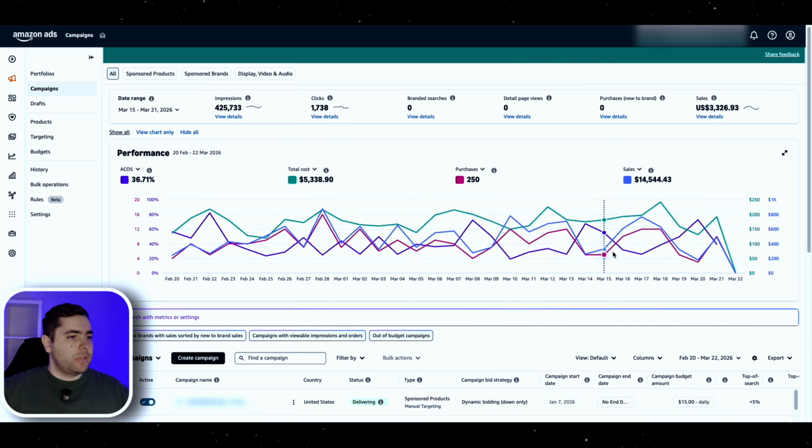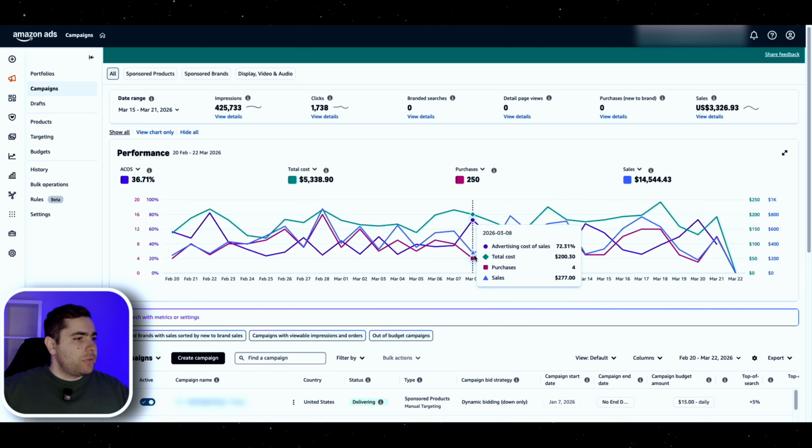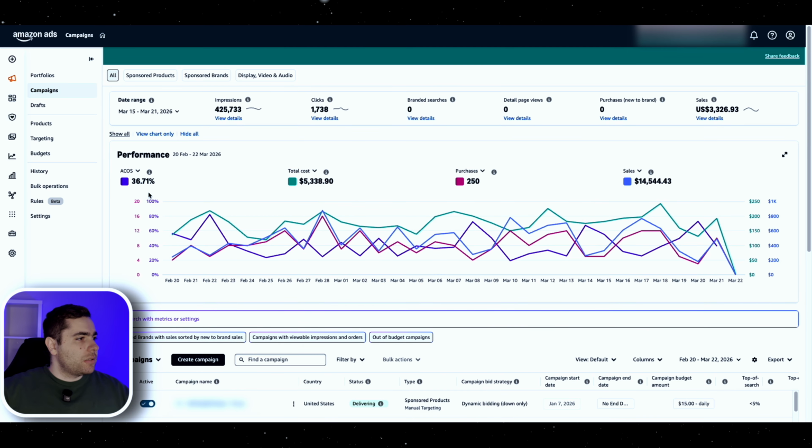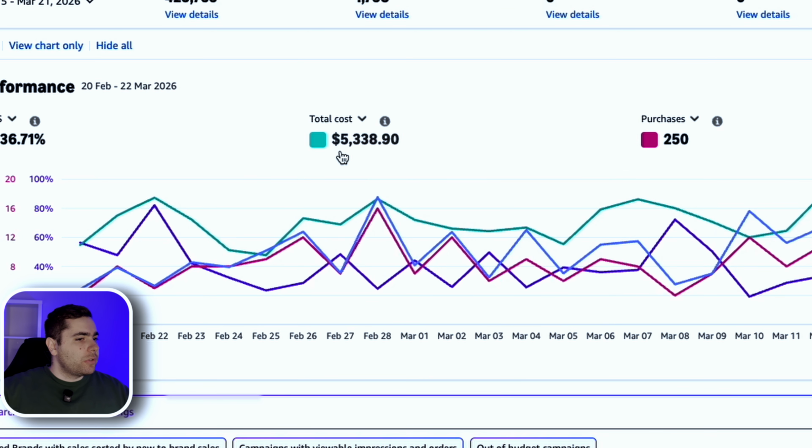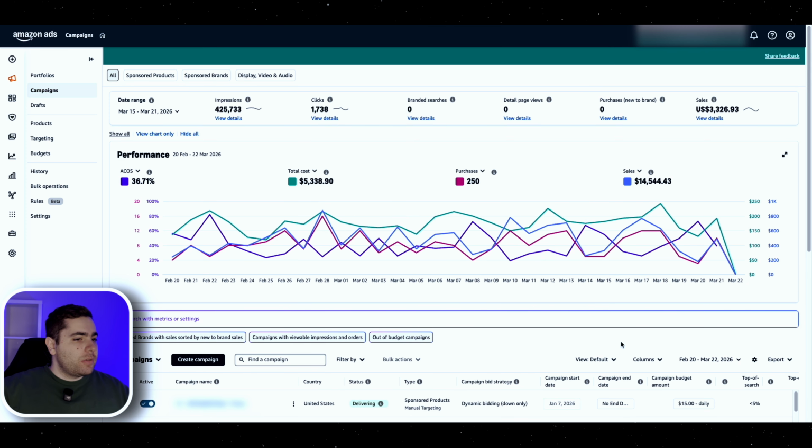Okay, let's start. Before going deeply into the keywords and campaigns, firstly we need to look at more general things, how the account was performing overall. The first thing we are seeing in this account is that for the last 30 days, the ACOS is 36.71%. We see that the spend was $5,000.